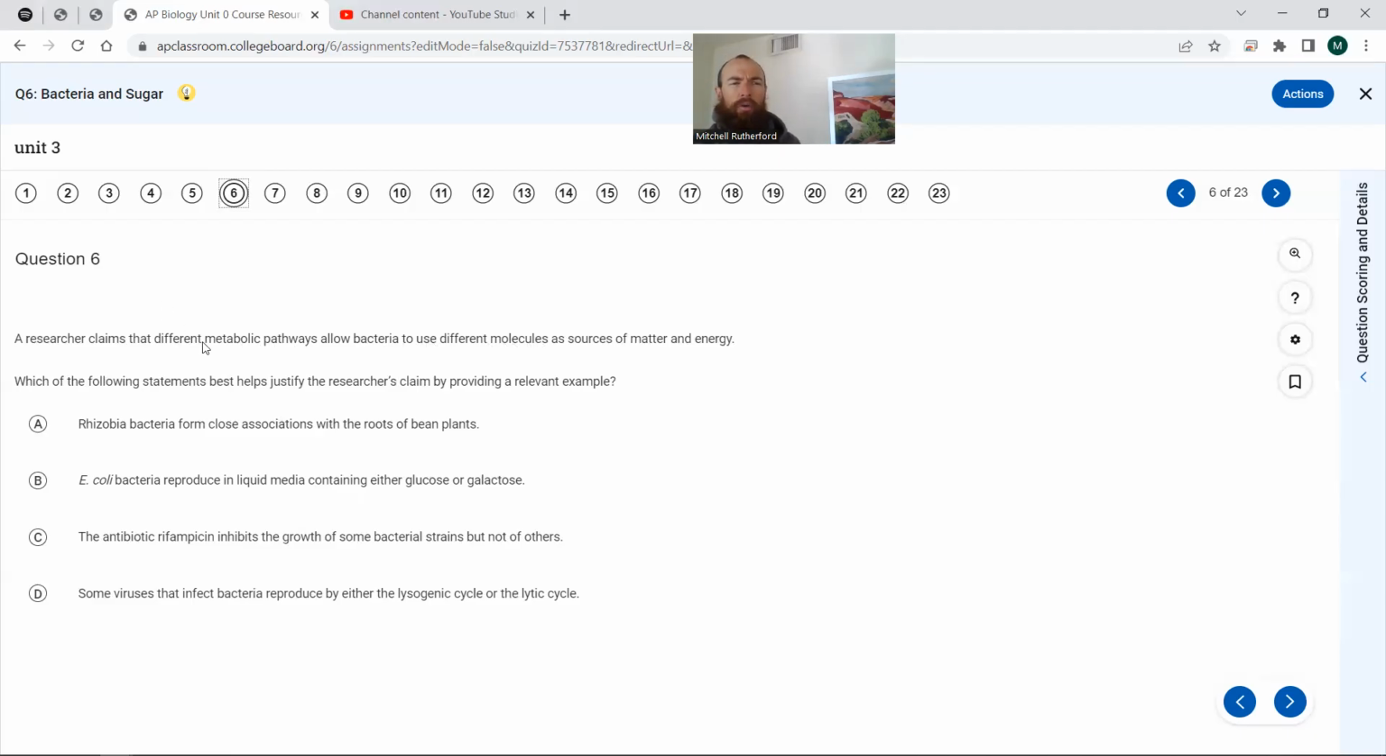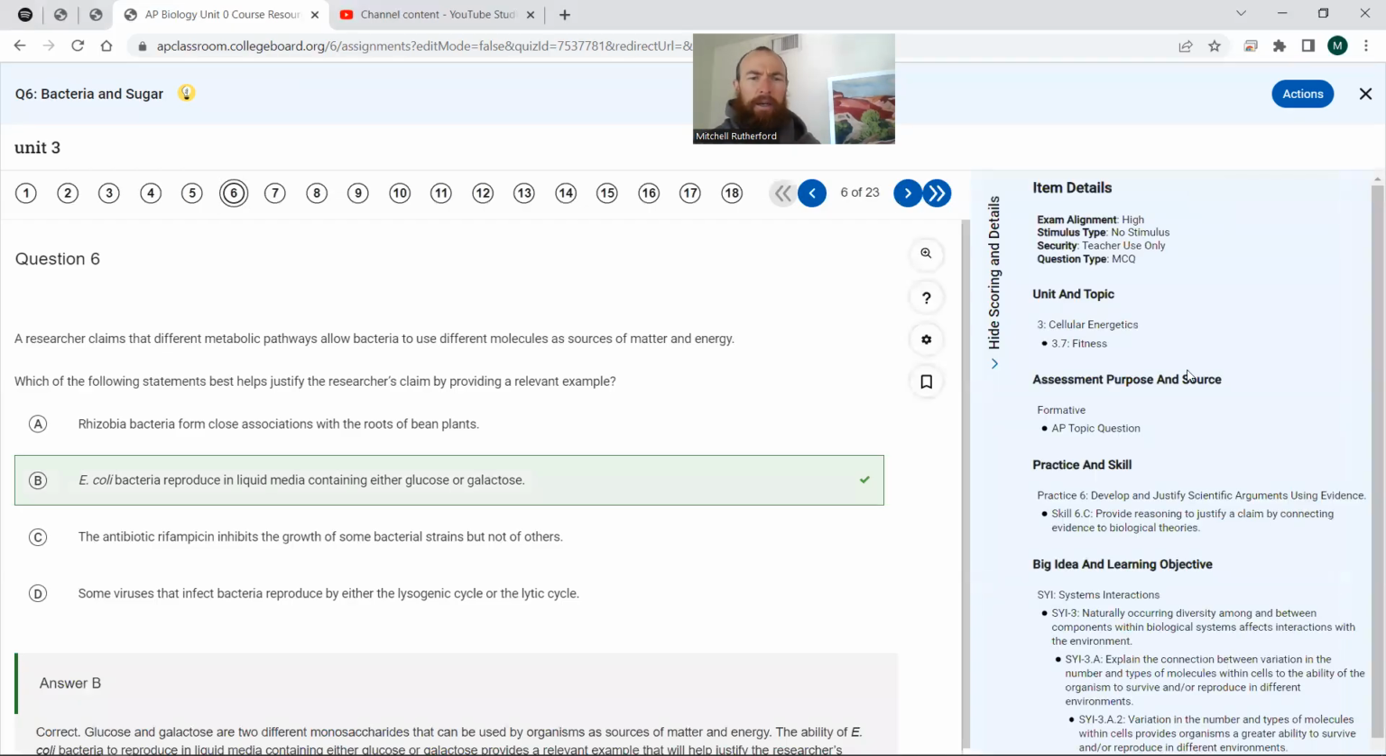Okay. So let's double check A. The bacteria form close association with the roots. Again, that doesn't have anything to do. It's got to be B. Okay. Now that's the double check situation. And I'm on B there. That's exactly what it says.